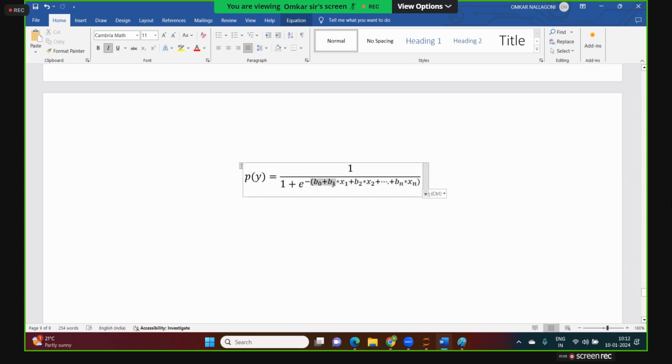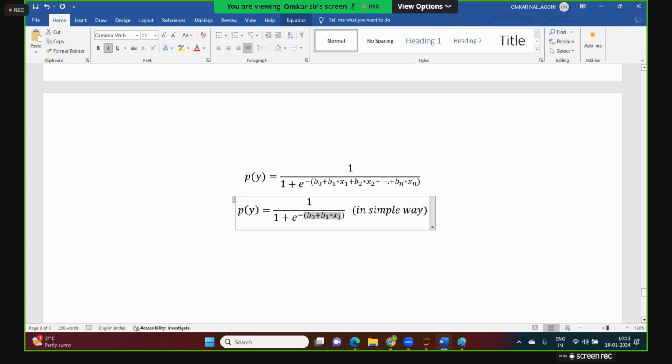This one is the regression equation. This entire thing is nothing but the logistic regression equation. In a simple way, we can say like this: P of y equal to, in simple way, we are writing P of y equal to beta naught plus beta 1 into x1.